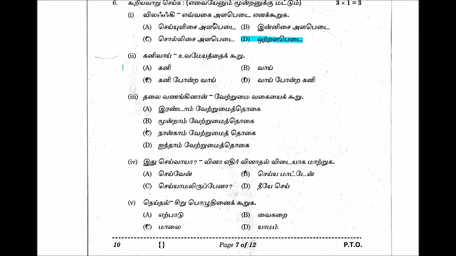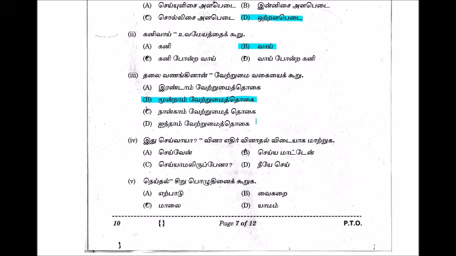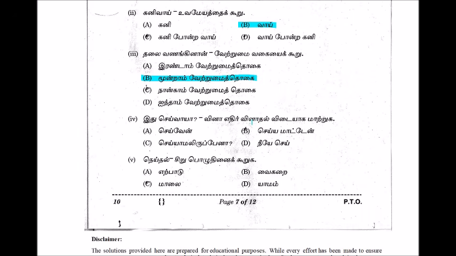The second one, option B is the correct answer. And the third, again option B is the correct answer. Then in the fourth question, option C is the correct answer. And in the fifth, option A is the correct answer.